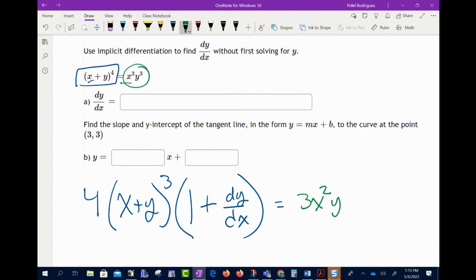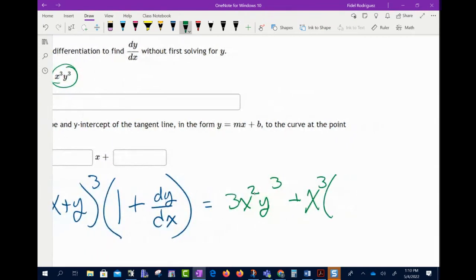Okay, times a y to the third. I don't take the derivative of the second one. Now we do the first one by itself, which is x to the third. And now we have to take the derivative of y to the third. So guys, remember the derivative of y to the third is going to be 3y squared, and then my dy/dx, okay? Because I'm taking the derivative of y, okay?